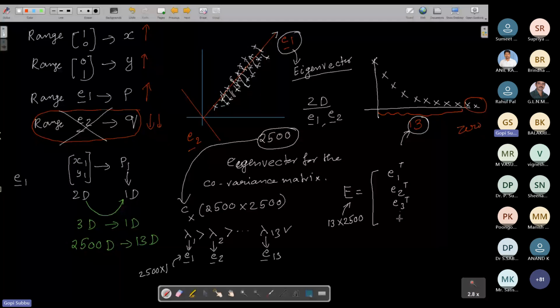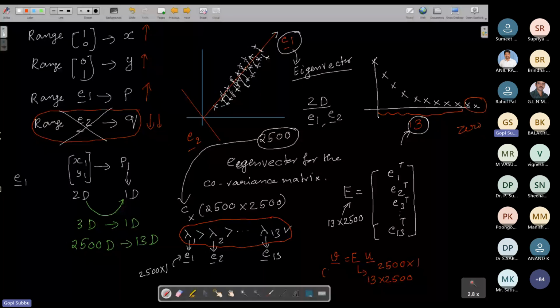The 13 eigenvectors we identified correspond to the 13 significant eigenvalues, and we arrange them in a row. These eigenvectors form the transformation matrix E. If I multiply this vector, which is in the higher dimension, 2500 cross 1, by E, whose size is 13 cross 2500, it gives you a 13 cross 1 vector. The dimensionality reduction is achieved. I hope you got the point.